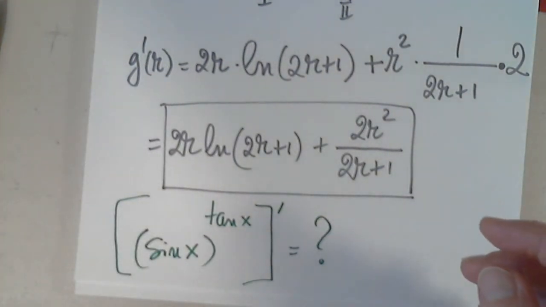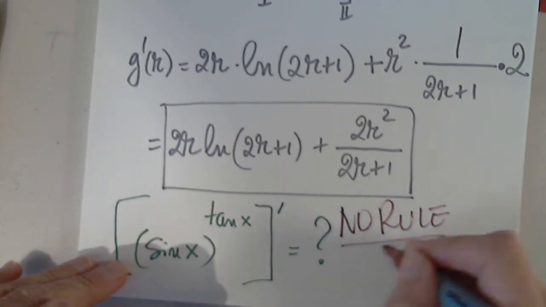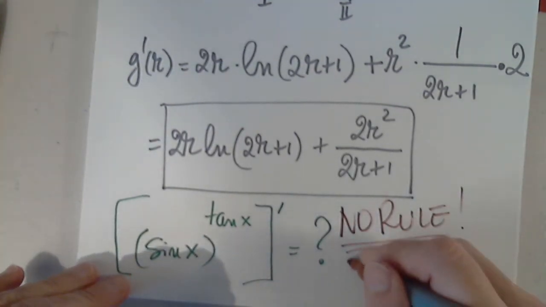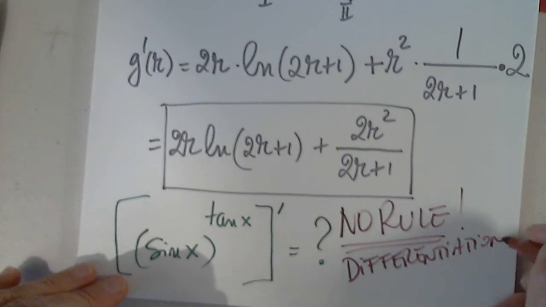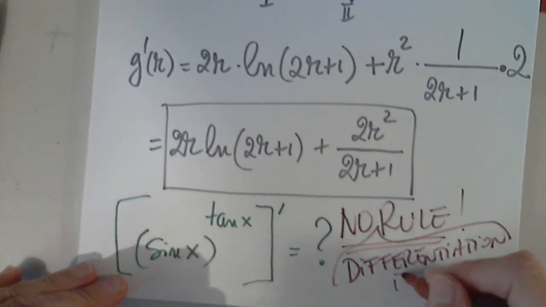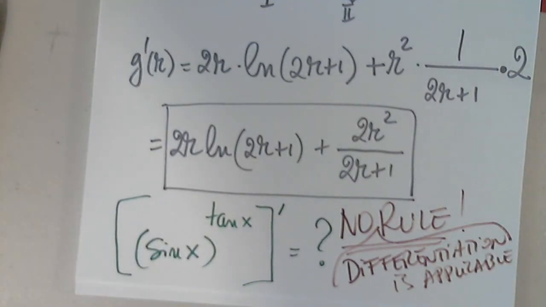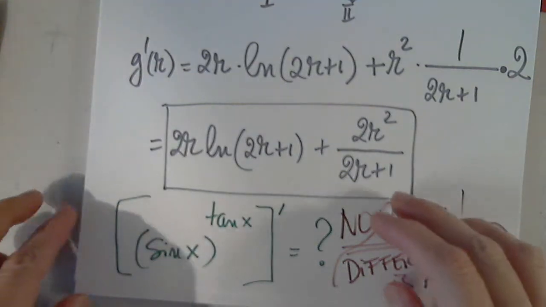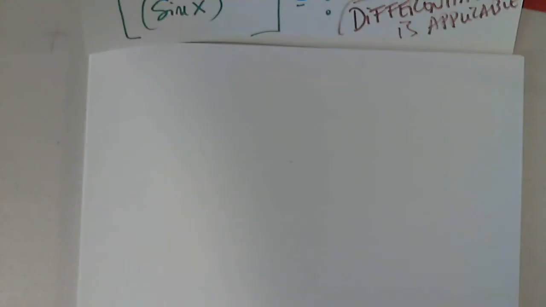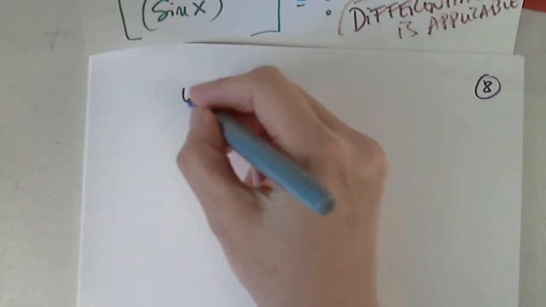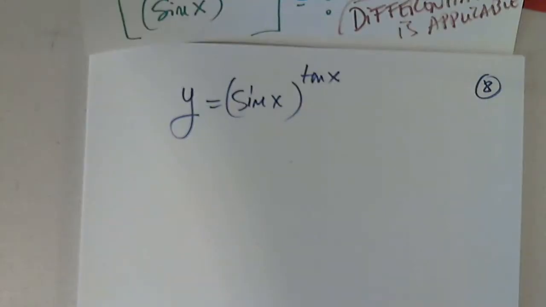You turn it into a logarithmic function. Very good. So, no rule. By rule, I mean no differentiation rule. No differentiation rule is applicable. Don't try. So we're going to denote this function by y. That's our first step. y is sine x raised to tangent x.